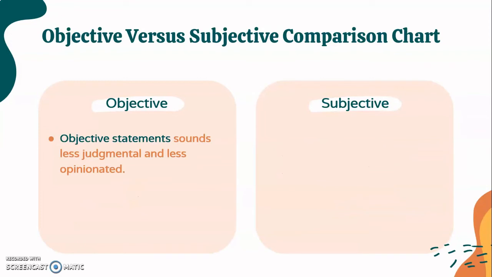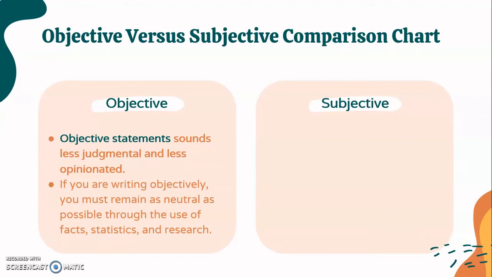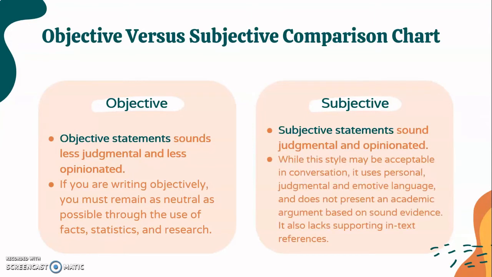The last comparison point. Objective statements sound less judgmental and less opinionated. If you're writing objectively, you must remain as neutral as possible through the use of facts, statistics, and research. But under subjective writing, this type of statement sounds judgmental and opinionated.